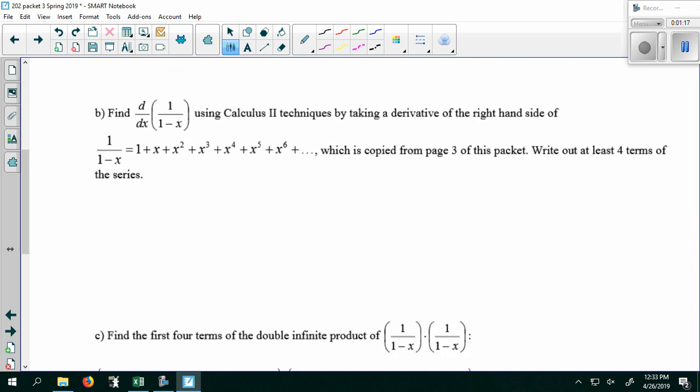Okay, so now I'm going to take the derivative of 1 over 1 minus x using Calc 2 techniques, meaning I'm going to take the derivative of the right-hand side of this equation, take the derivative of the series. And it says write at least 4 terms. So the derivative of 1 is 0, then 1, 2x, 3x squared, 4x cubed, etc. Okay, so I wrote 4 terms that are non-zero, 1, 2, 3, 4. That's good.